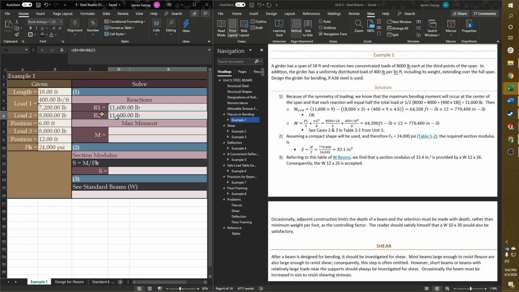So going back down to example 1, I calculated the reaction 1 and reaction 2 already. Because this beam has the loads evenly distributed, we just take the total load and divide it by 2, and that's your reaction 1, reaction 2. Maximum moment, since it's equally distributed, is going to be at the very center of the beam, and that would be half of 18, so 9, and that's what's being calculated out here.